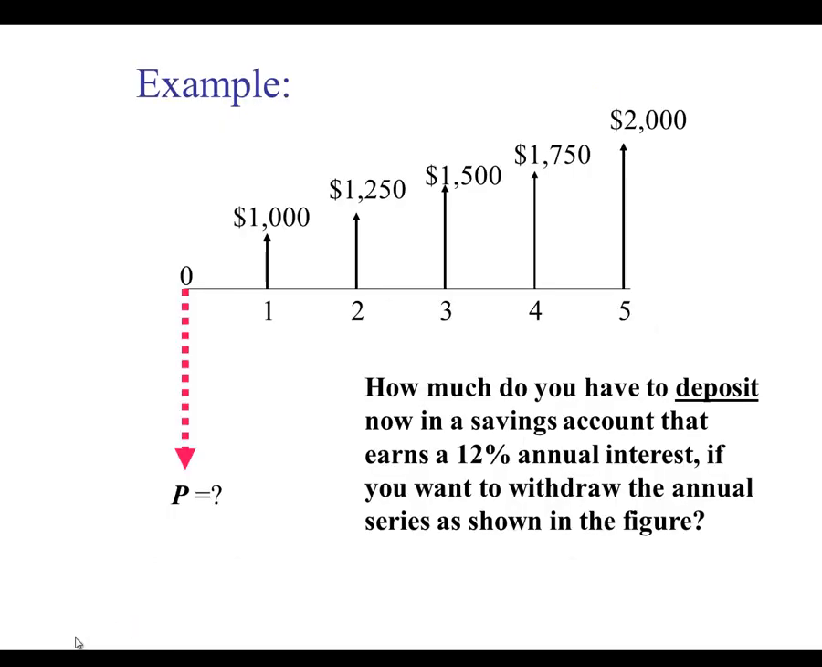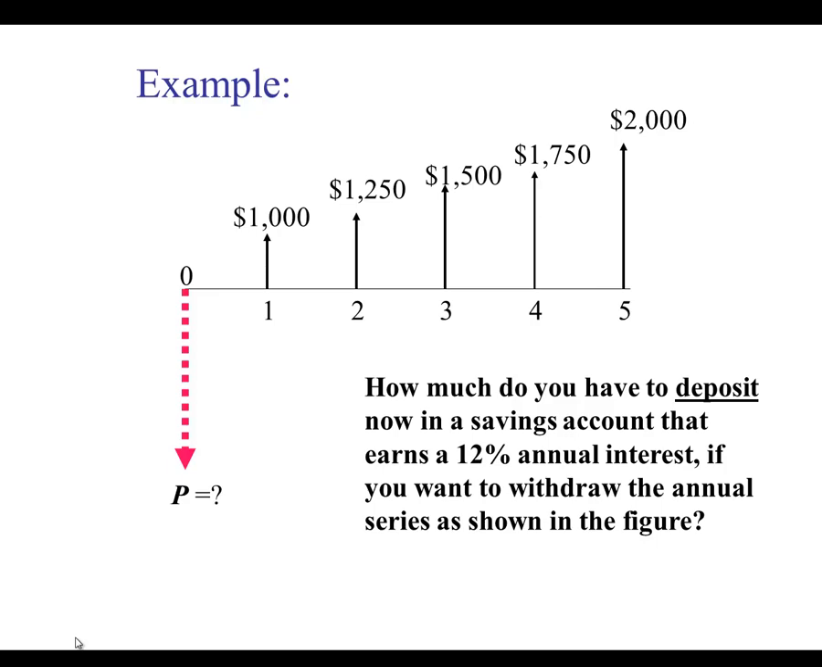Let's look at the following example. In this example, we need to calculate the amount of money that we need to deposit today, which earns 12% annual interest, if it was withdrawn as shown in the figure here. The first year $1,000, the second year $1,250, the third year $1,500, the fourth year $1,750, and the fifth year $2,000.